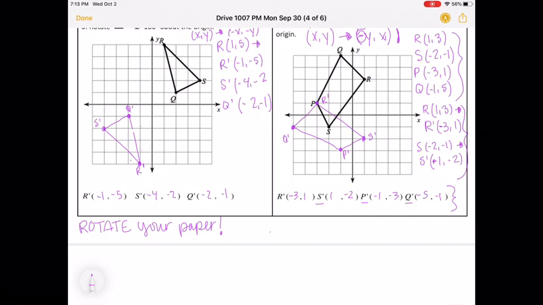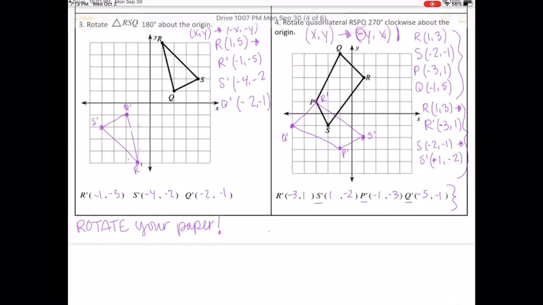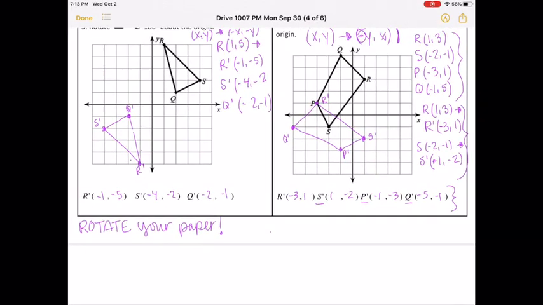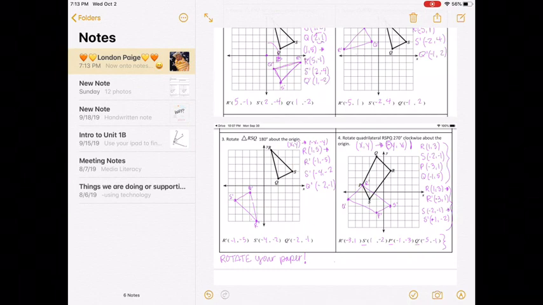All right, moving on to our next page here. I don't know why it keeps sliding up when I do that.